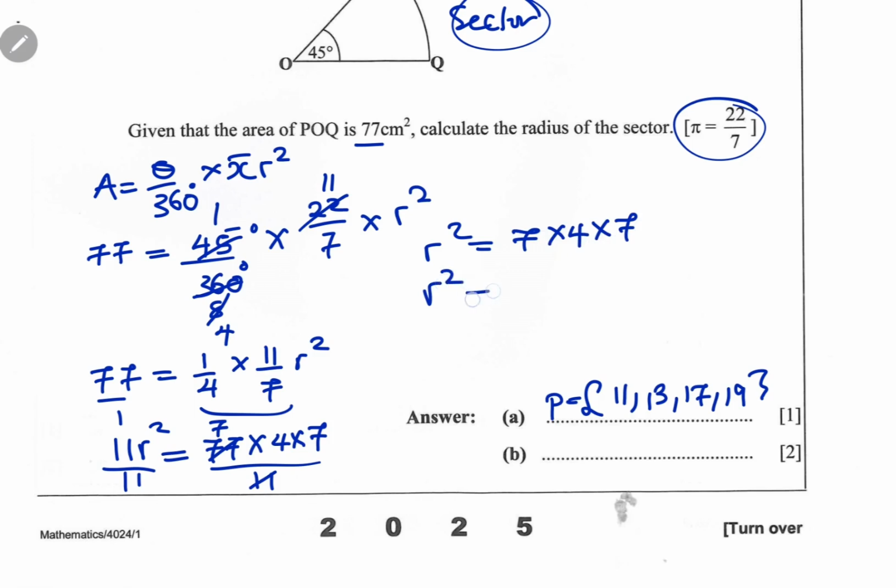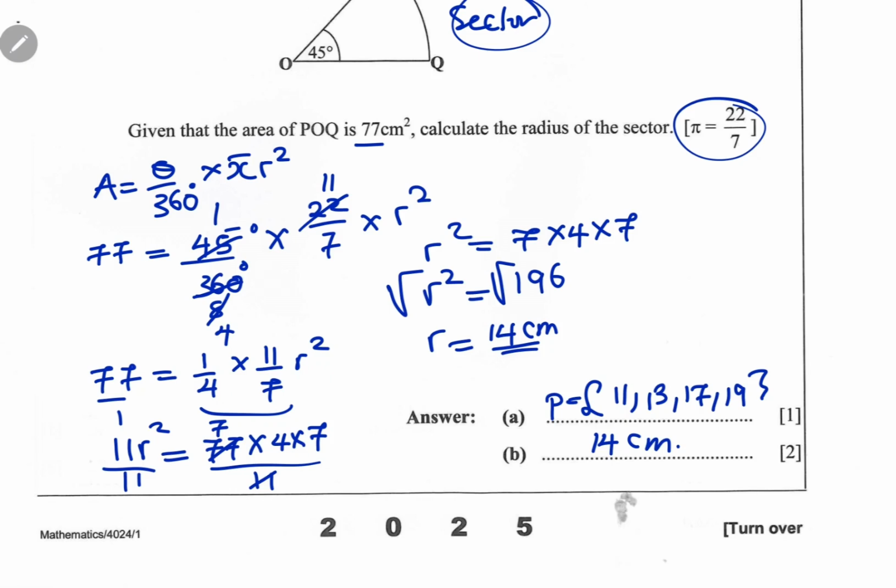So r squared is equal to 7 times 7, which is 49. 49 times 4 is 196. So the square root of 196, r therefore is equal to 14 centimeters. So the answer here is 14 centimeters. Confirm that is the answer.